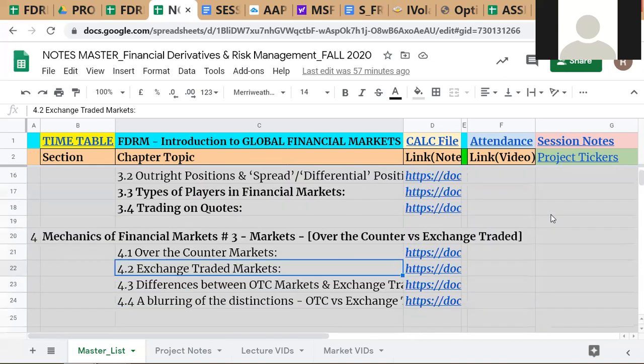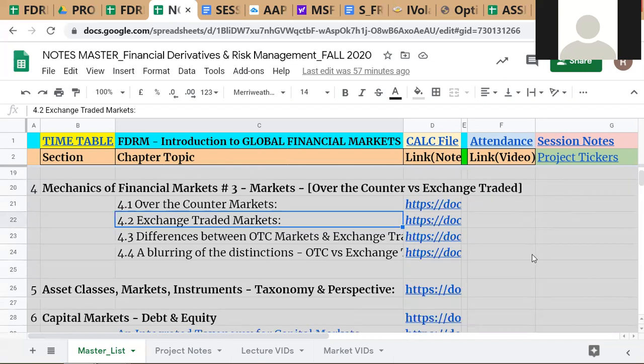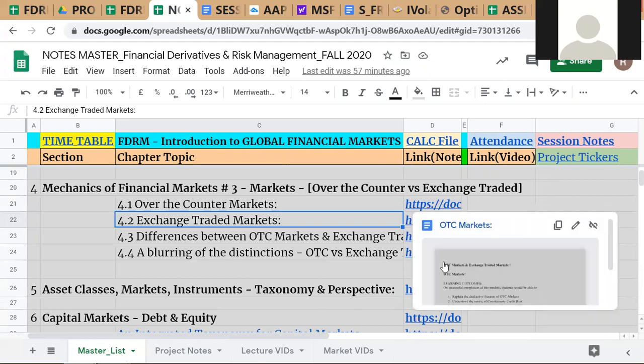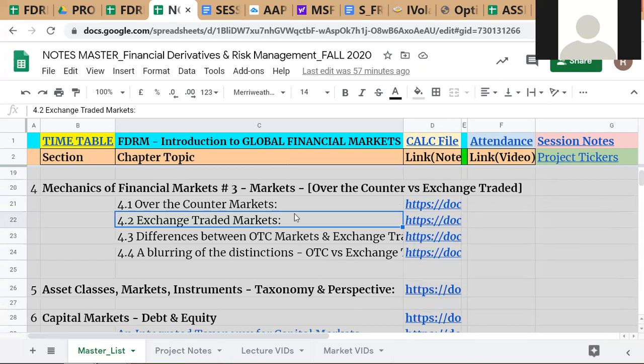About these OTC notes and exchange rate markets, are these notes different from the one you gave us in IPM? No, these are the same notes. But you should read this now. Actually, I'll just tell everybody to read these notes. You should, because this will help you understand many of these questions which are arising in the case of option trading. Because the options that you guys are trading are generally exchange traded.